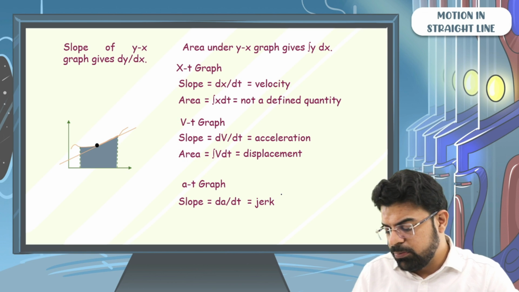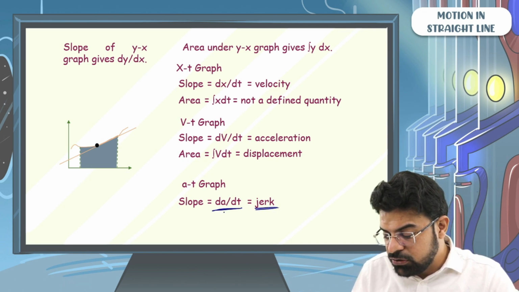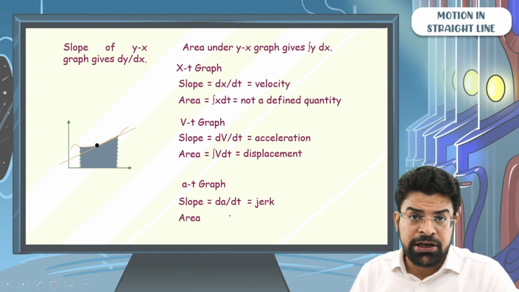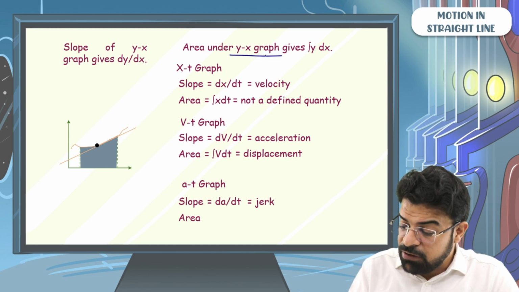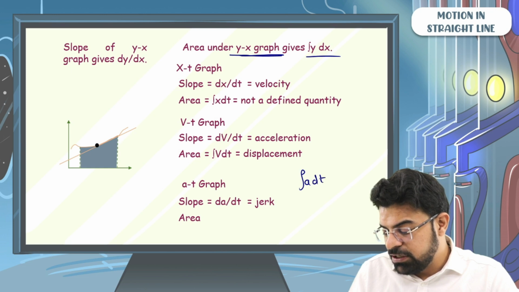So jerk is nothing but the rate of change of acceleration with respect to time. No need to remember this. If you can, it's okay. If you can't, it's okay. What is the area under the at graph? The area under a yx graph gives integral y dx. So the area under the at graph gives integral a dt.